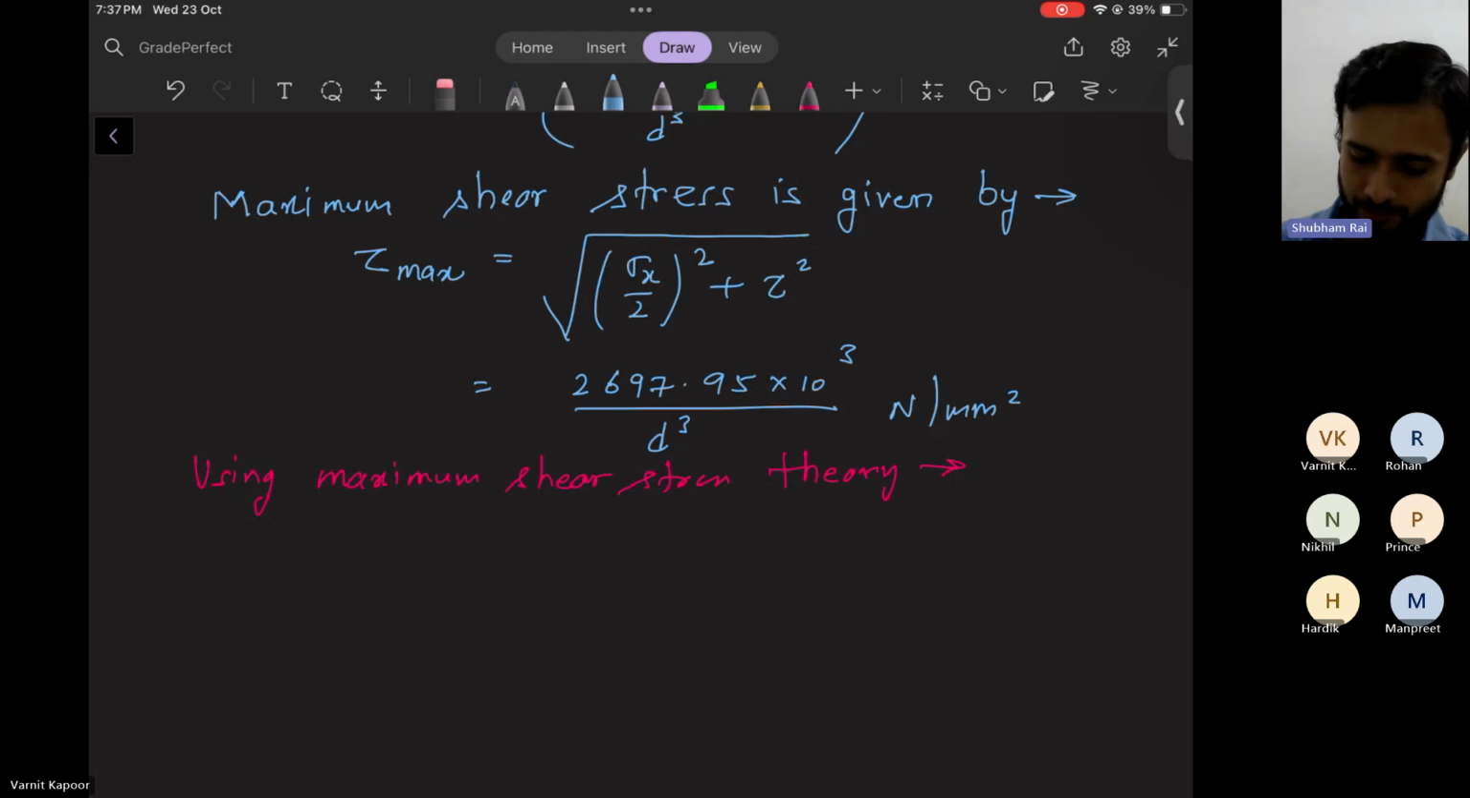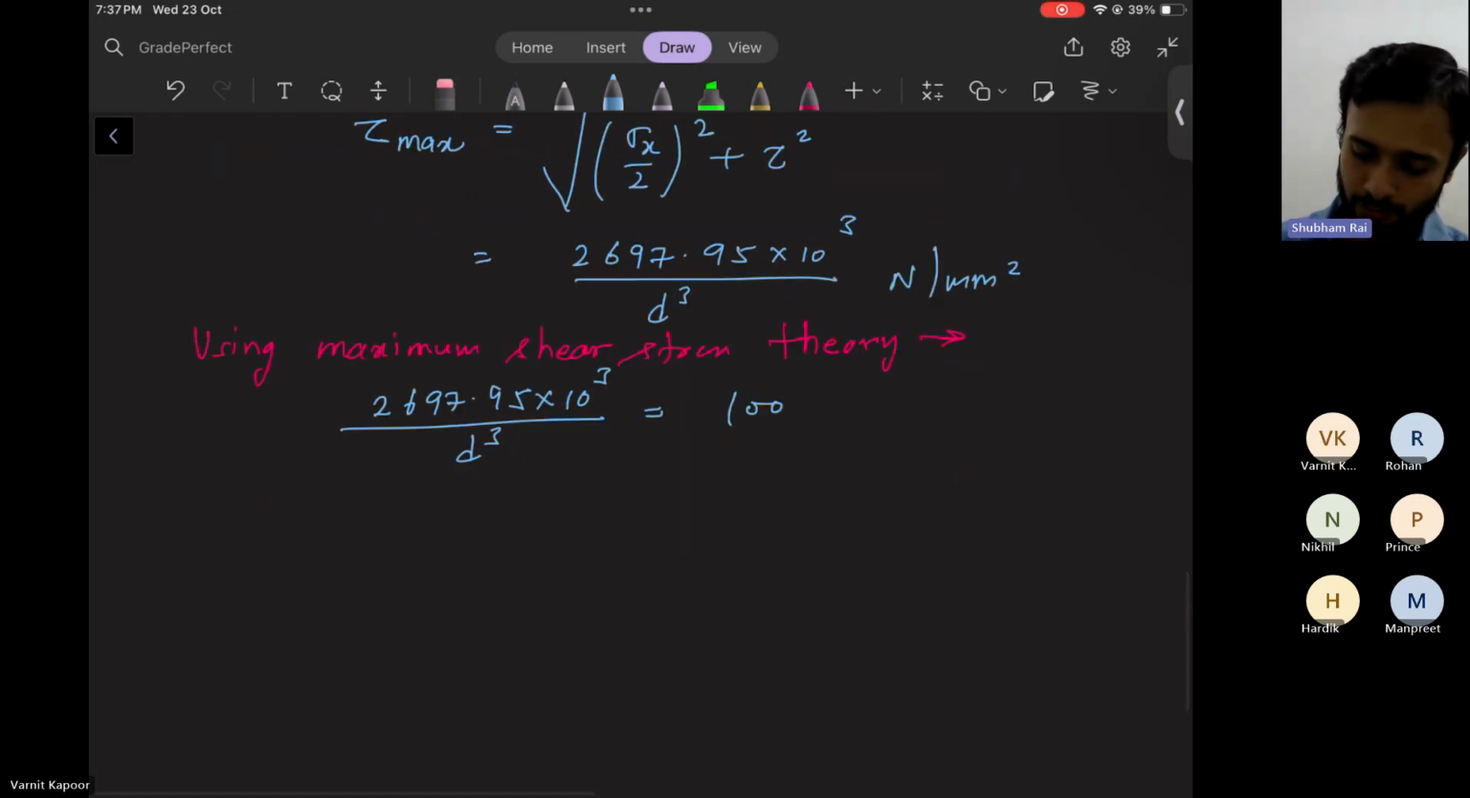So what will you get? You have to equate this to 697.95 into 10 to the power 3 divided by mu cube. This should be equal to 100. And finally, when you solve, you'll get d is equal to 29.99 mm. So it is approximately equal to 30 mm. This will be your answer.